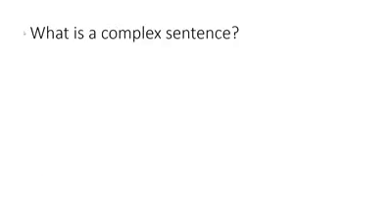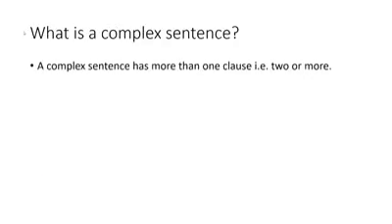So what is a complex sentence? A complex sentence has more than one clause. So it has two clauses, or it has more than two clauses. You'll find online that there's a little bit of debate about if it's two clauses, that means that it's a compound sentence rather than a complex sentence.